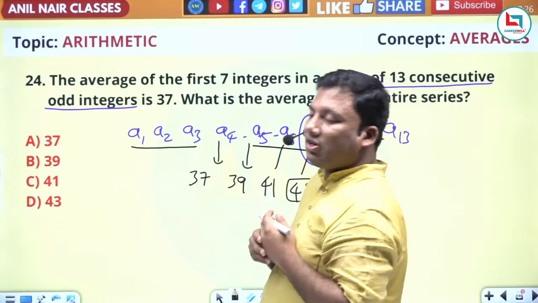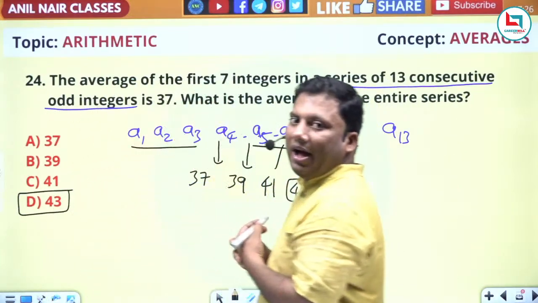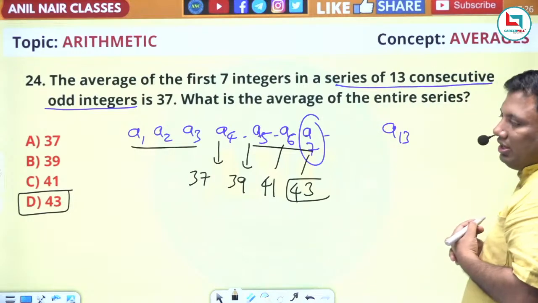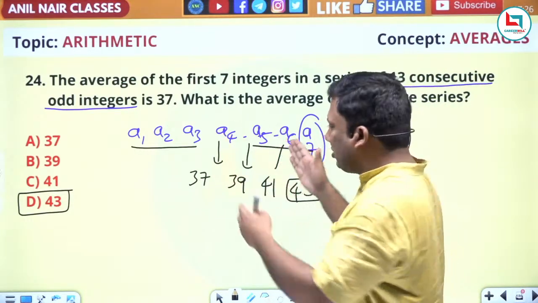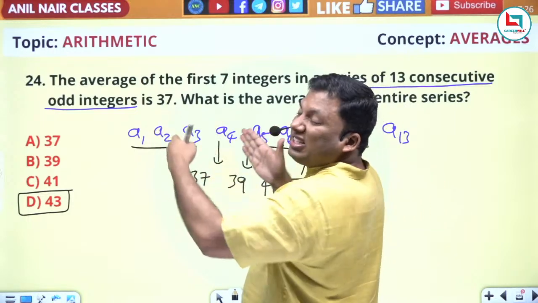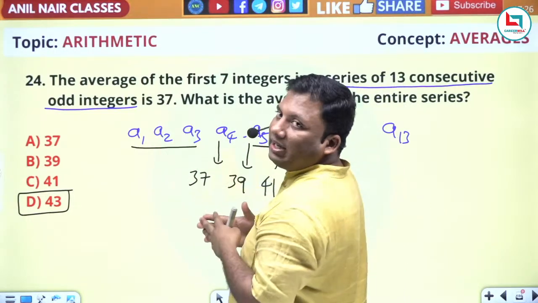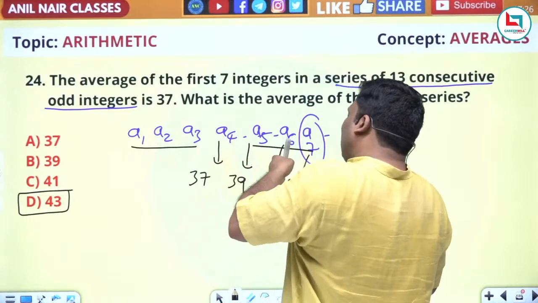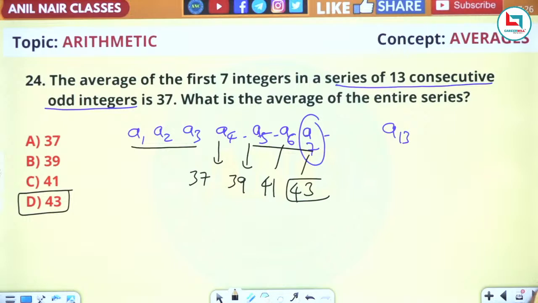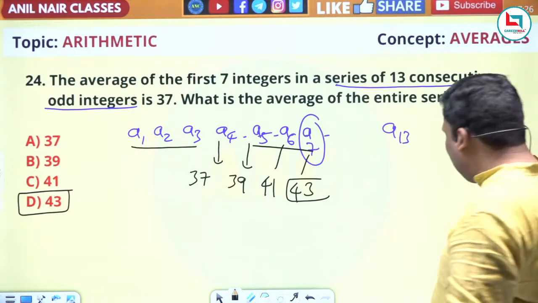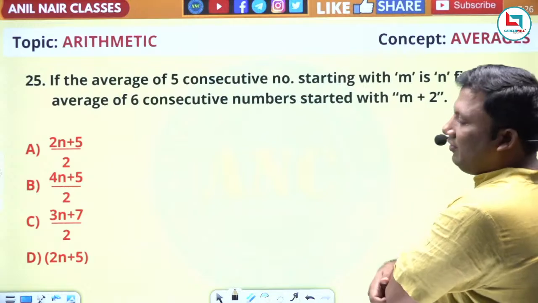Average of the 13 consecutive integers happened to be 43. They are all odd numbers. Out of 7 numbers, the average of 7 numbers: 3 to the left, 3 to the right. Middle is 37. Every time there is an increase of 2. Odd numbers go with a deviation of 2.